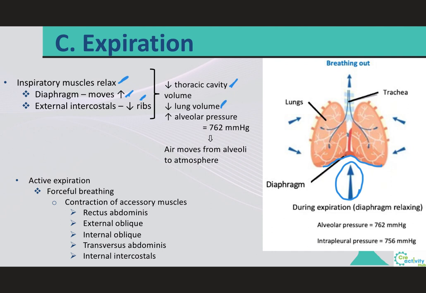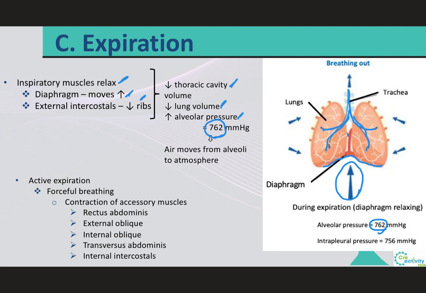And in turn, the alveolar pressure will increase to about 762 millimeters of mercury. And this means that the air will be able to flow from the area of higher pressure in the alveoli to the area of lower pressure in the atmosphere. And during this normal breathing, no muscles will help with this, because what's occurring is just the relaxation of the two muscles that help with inspiration, which again are the diaphragm and the external intercostals.